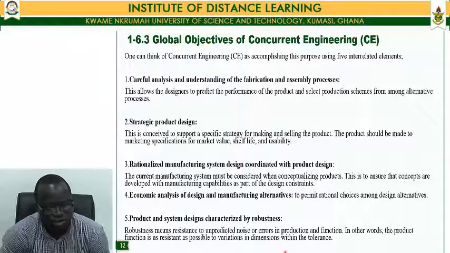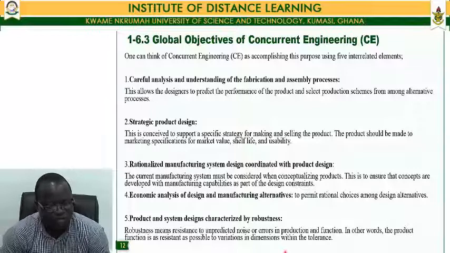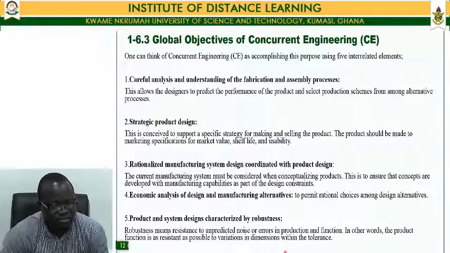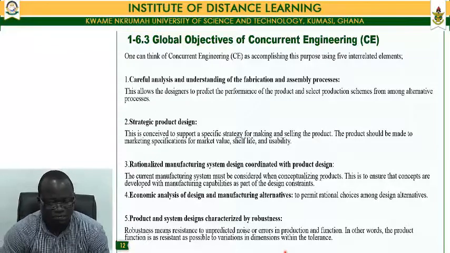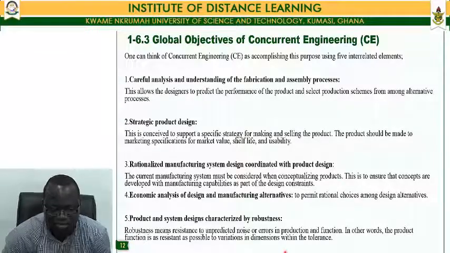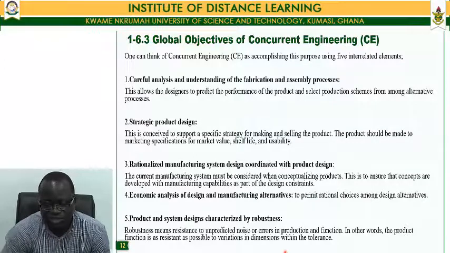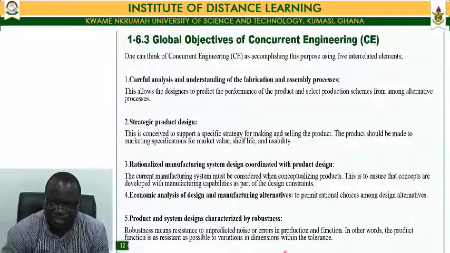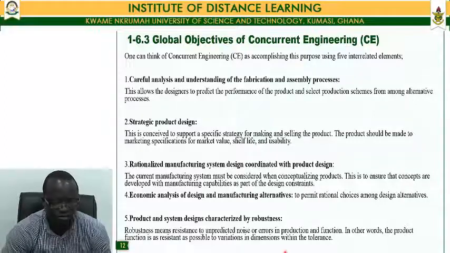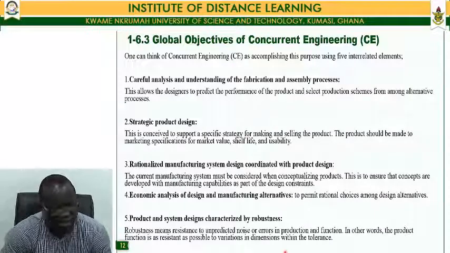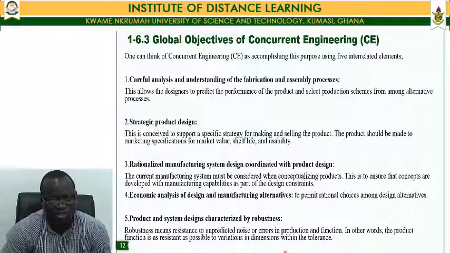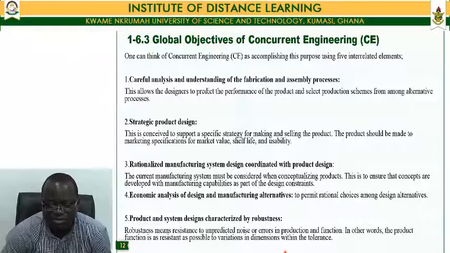So if you look at concurrent engineering, it has some global objectives. Now, you can think about it as accomplishing about 5 interrelated elements. These elements are really interrelated in some way. So the 5 are as follows. The first is that there will be a careful analysis and understanding of the fabrication assembly process.